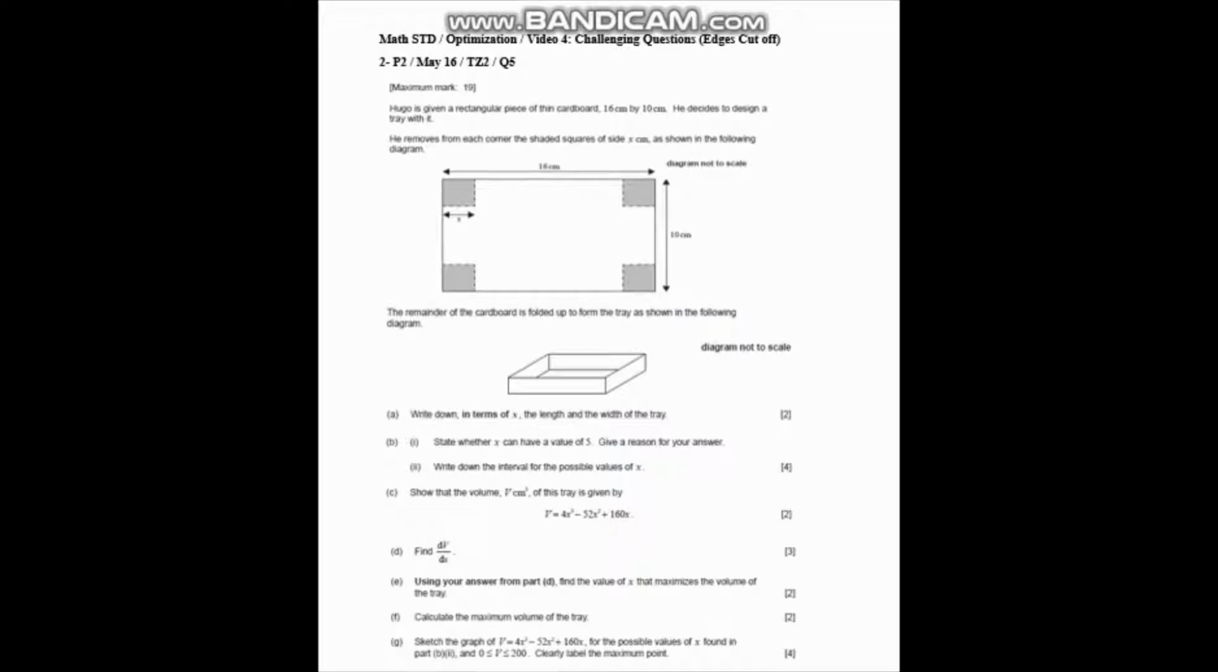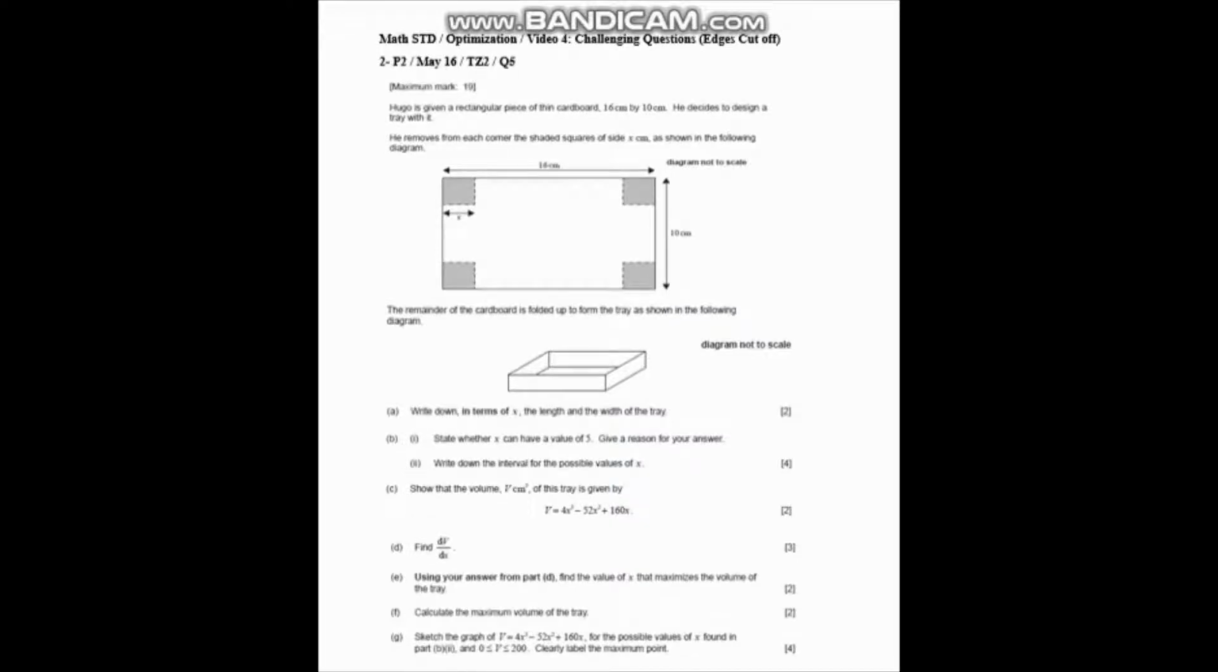So the second question that we shall solve came in paper 2, May 2016, time zone 2, question 5. Kindly take a minute and attempt to solve, and the answer shall follow through shortly. So again, you are told that you have a rectangular piece of thin cardboard 16 by 10. The guy decides to design a tray with it, and the tray shall look like this. He removes from each corner the shaded squares of side x, and the remainder is folded up as shown.